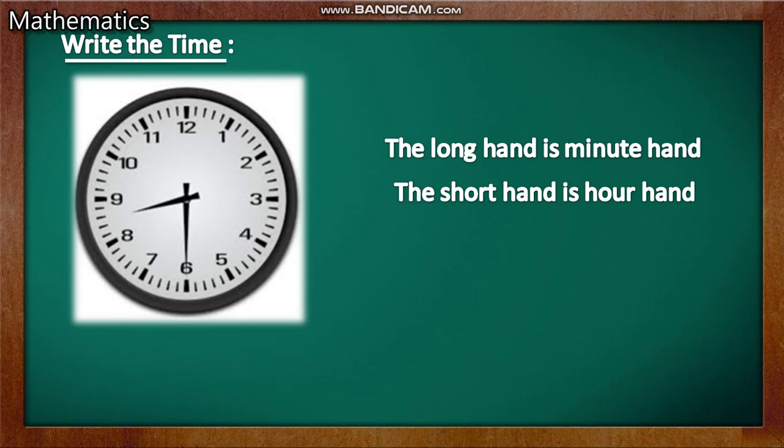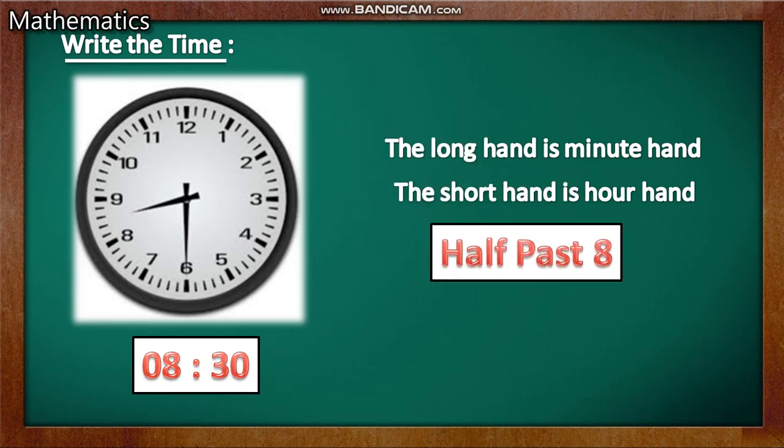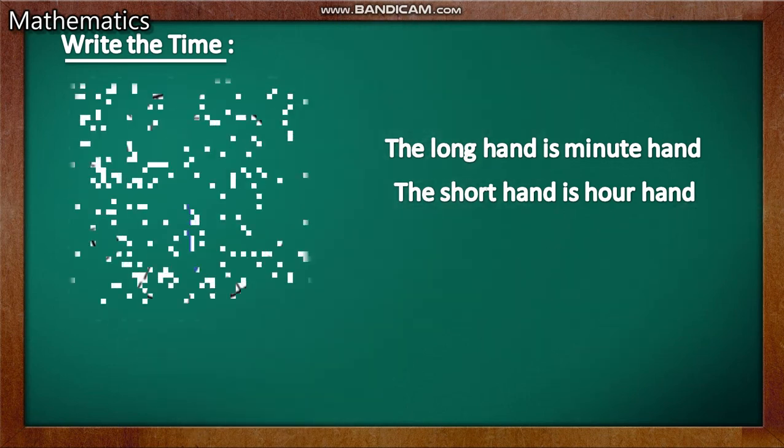Then we want to find where the short hand is. The short hand is between 8 and 9. So it is half past 8. Or you may say 8:30. How we are getting 30, I will explain. In numbers you may say 8:30, and in words you may say half past 8. I'm showing one more.